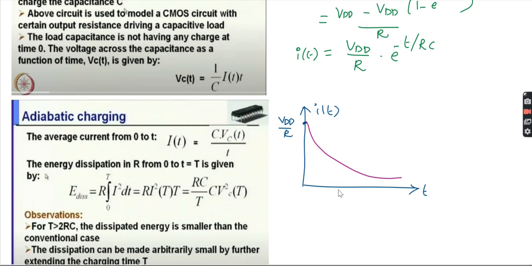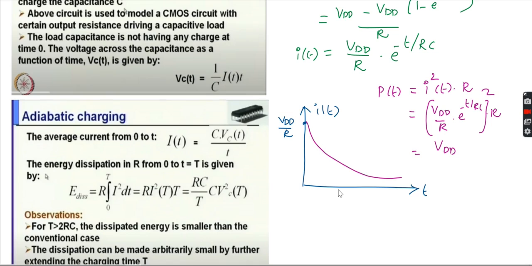From this, you will calculate the power now. When calculating the power, that is P of t, what is P of t? P of t is equal to I square of t into R. I of t we already know. Then I square t is nothing but VDD by R into e to the power minus t by RC, the whole square, times R. This will be VDD square by R square into e to the power minus 2t by RC into R. The R's will get cancelled. Then finally I will get VDD square by R into e to the power minus 2t by RC.